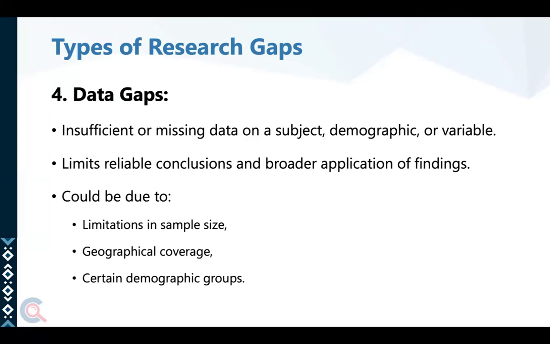So the next type of gap is gaps that are related to data. These kinds of gaps arise as a result of insufficient or missing data on a particular topic or subject, or in a particular demographic or population, or it could just be on a particular key variable of interest. These data gaps limit reliable conclusions and make it very difficult for you to broaden your findings. And there's this study that we collaborated on in 2018.